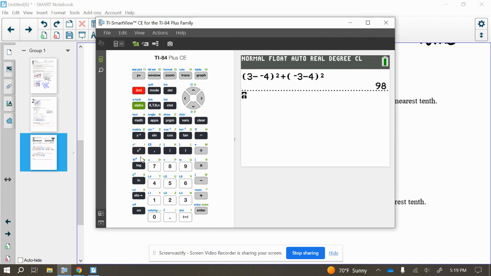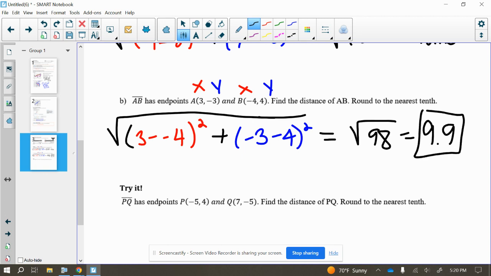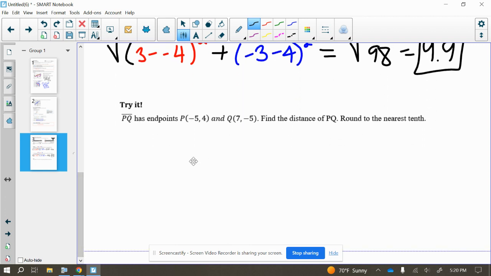And then we will square root that value of 98 for a final answer of about 9.9. This 9 makes that 8 round up. So again, that was the square root of 98, which is about 9.9. Try on your own finding the length from P to Q, given those 2 points, round to the nearest tenth if necessary.